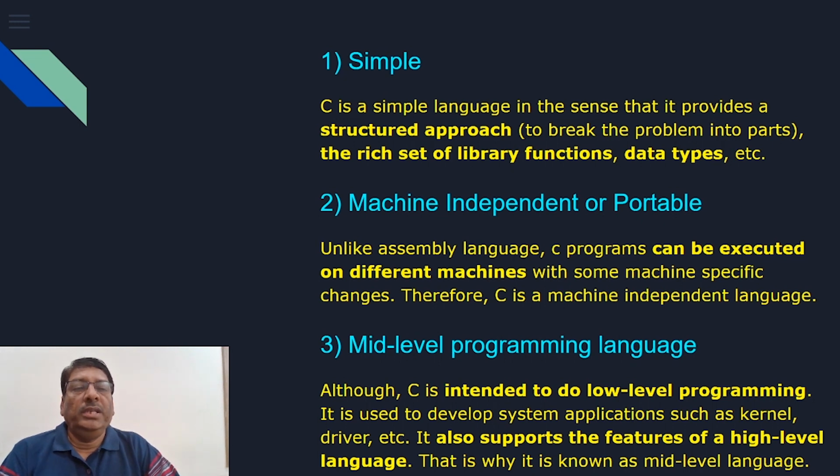We also say C is portable or machine independent. That is because you can write a program in C language on a particular system and carry the program from that system onto any other system. With little modifications on the other system, you can execute the program there. The reason we say C is independent of the hardware, or machine independent, or you can also call it portable.